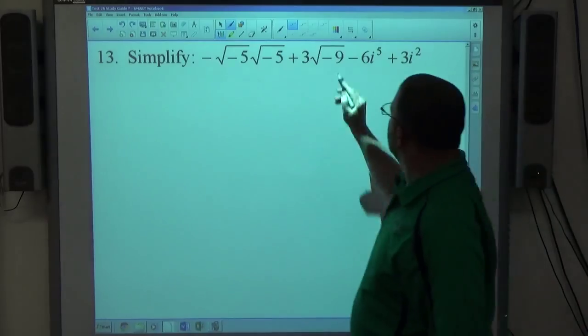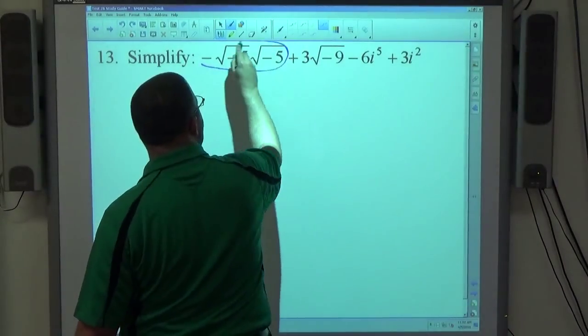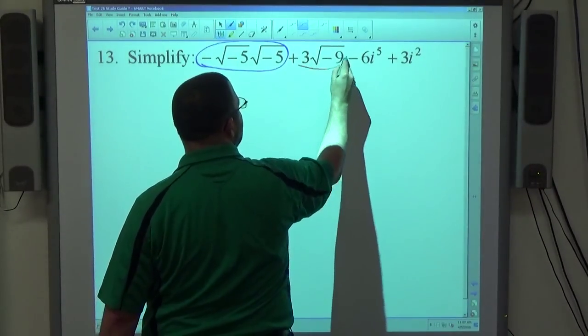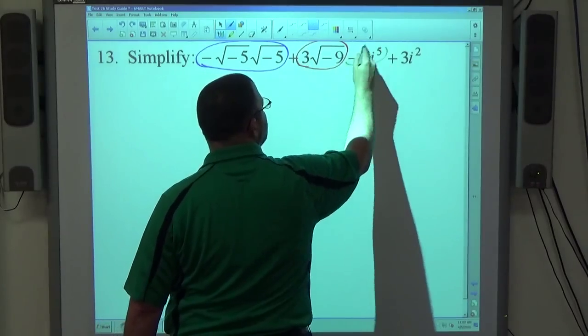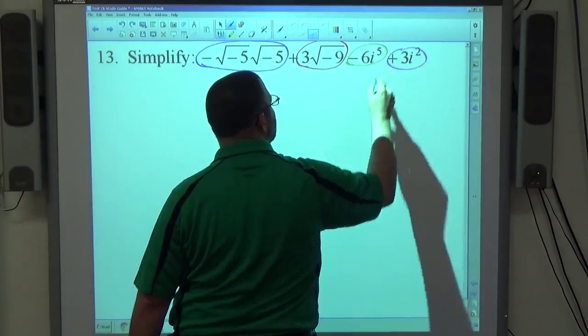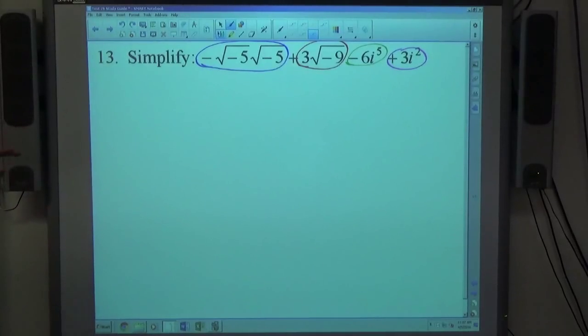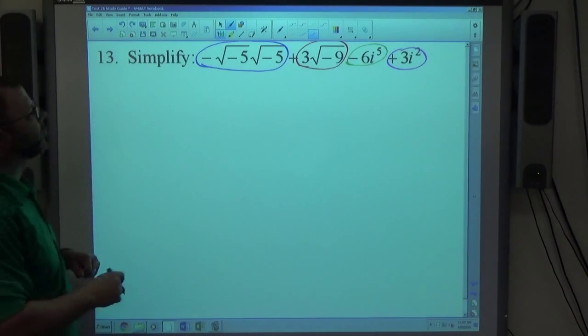Number 13. We've got this object, this object, this object, and this object. So we've got 4 objects all together. The first 2 objects have radicals with negatives involved. The second 2 objects have i's to powers. So we'll deal with the radicals first.